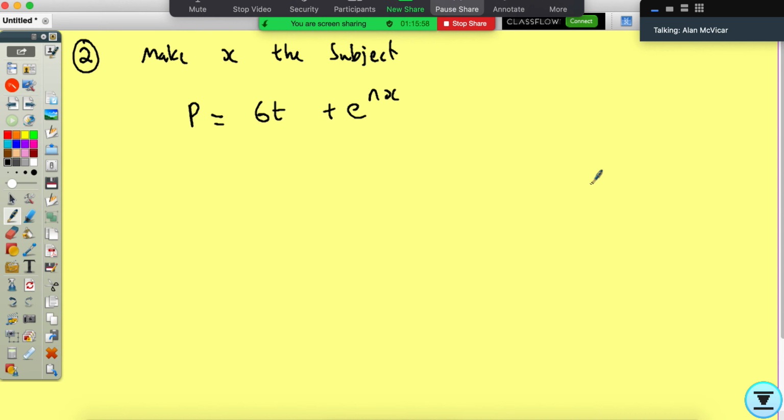I want to make x the subject. So again, first thing I'm going to do is do that. Now, this time, the thing I don't like is the fact we've got a 6t here. So I'll just do what I normally do in an equation. 6t, if I move that over, that becomes take away 6t. Like that.